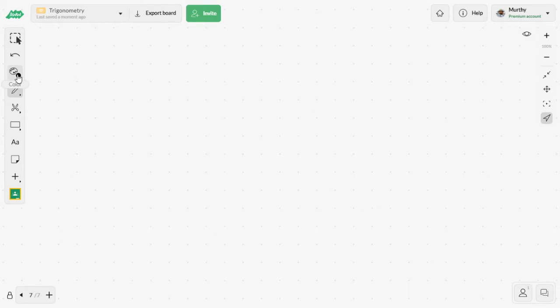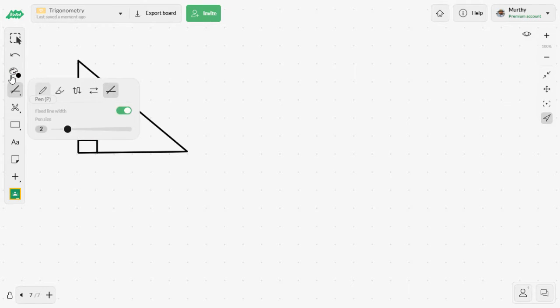So let me draw a right triangle first. I'm taking a right triangle first. Okay. Right. This is slightly tricky. Like if I'm taking, say, A, B, C. Okay. You know that the side opposite to 90 degrees is known as hypotenuse.